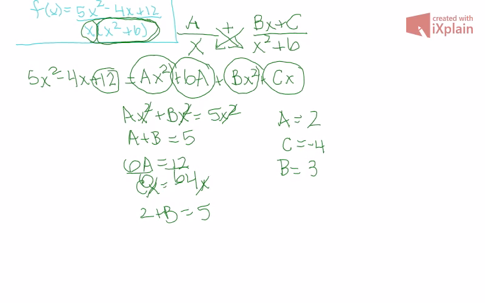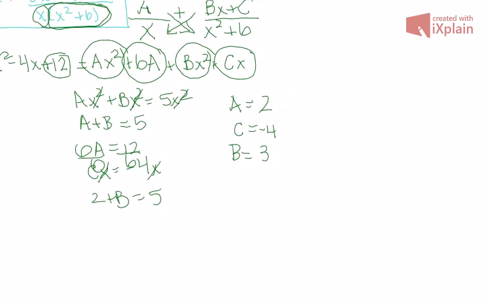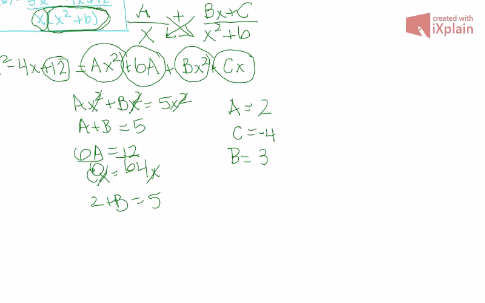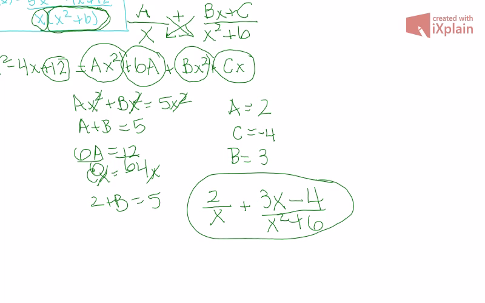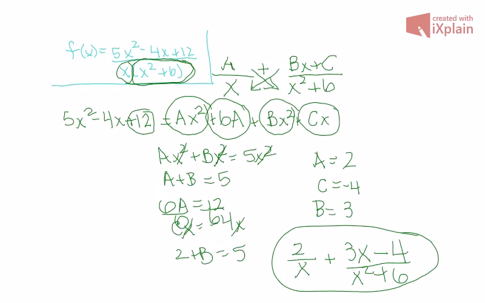And now when we go back and plug this into our initial equation, we have A, so 2 divided by x, plus B is 3, so we have 3x, C is negative 4, my bad, over x squared plus 6. And this is now the partial fraction decomposition of our original function.